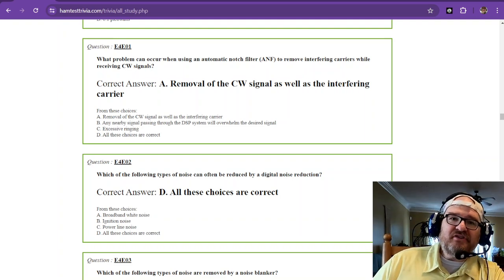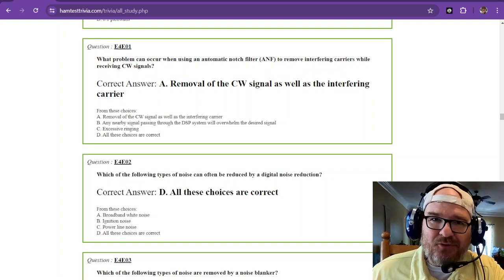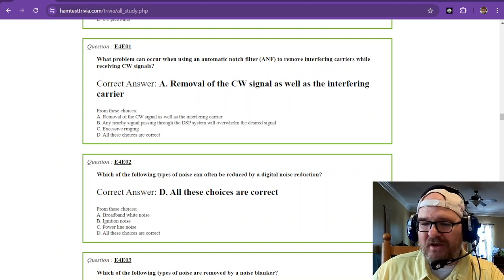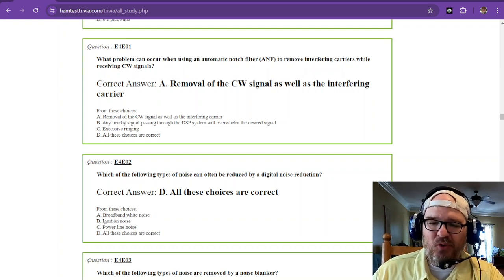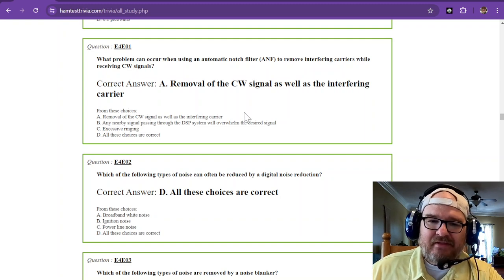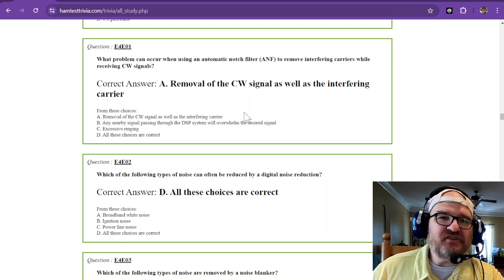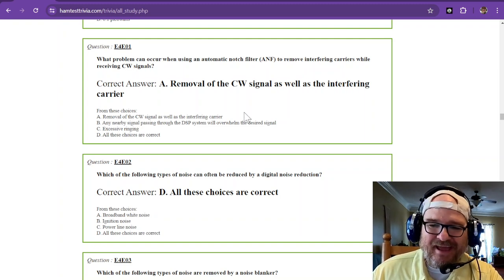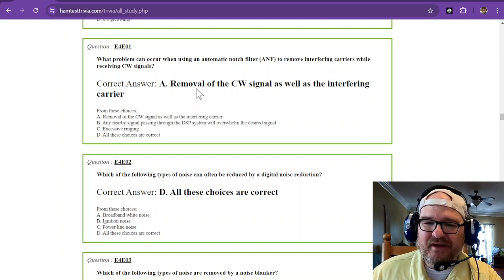Welcome to the Amateur Extra Element 4 License Study. We are on Subelement 4 Delta. This deals more with digital stuff in your radio, and we're talking about digital noise reduction.